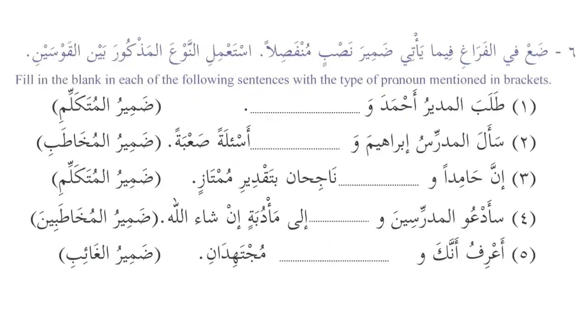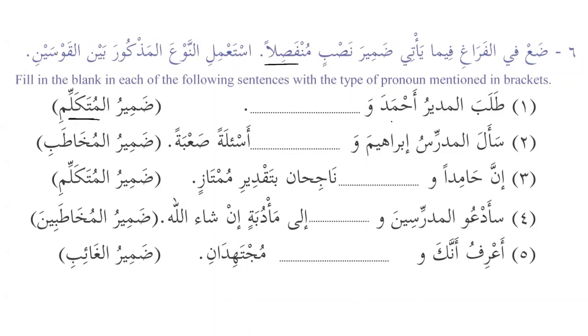ضع في الفراغ فيما يأتي ضمير نصب منفصلا, and here we go. Here we have to use the detached object pronoun. استعمل النوع المذكورة بين القوسين, and then we have to use the pronoun that is mentioned in the brackets, as we can see over here. So we have here طلب المدير أحمد والمتكلم. متكلم means أنا ونحن. And because here we have singular, we have to use the ضمير for singular.